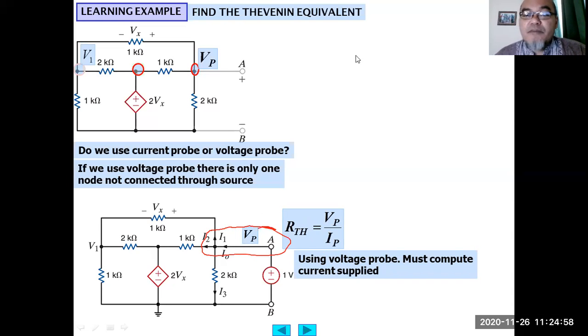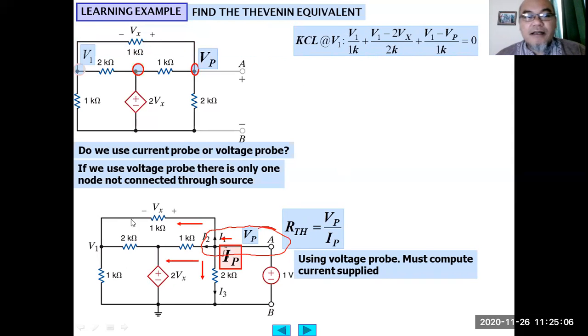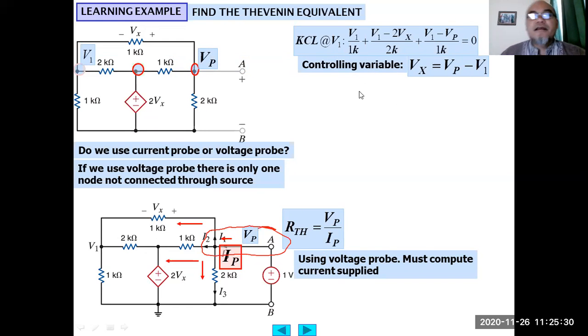Using a voltage probe, we must compute the supplied current. This is IP, and at this node it is branching. So KCL at V1: (V1 minus 0) divided by 1K, plus (V1 minus 2Vx) divided by 2K, plus (V1 minus 5VP) divided by 1K equals 0. Then the controlling variable Vx equals VP minus V1. That is the potential difference between these two nodes.